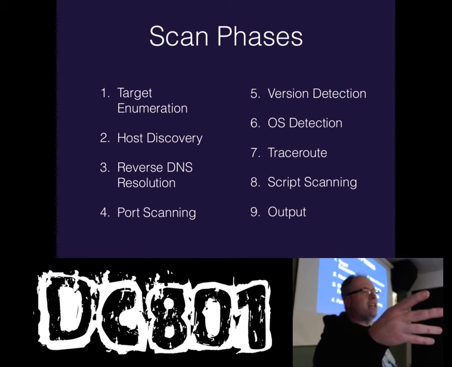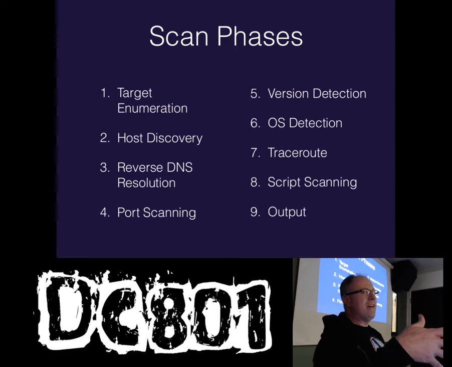Then, obviously, potentially, you don't always have to do it, it does reverse DNS. Then it does the actual thing you're familiar with, port scanning. Then right after that, it could attempt to identify the version, OS. Traceroute's not always done. There can be options for that. Then it runs the scripts. Then it actually gives you the results. So just kind of understand the different steps. And sometimes you're going to not want to perform some of these, depending on what you're trying to do.